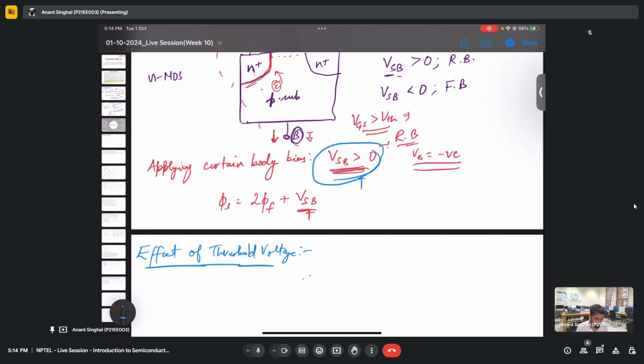Because earlier for inversion we just needed to have phi s equals 2 phi f. Now we need to have 2 phi f plus VSB. Exactly. So we need to compensate for that also.